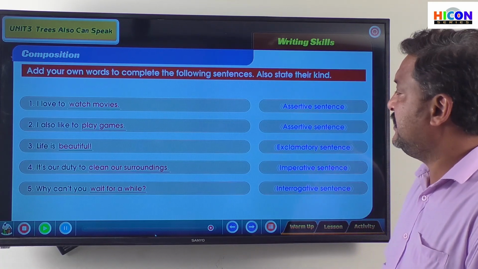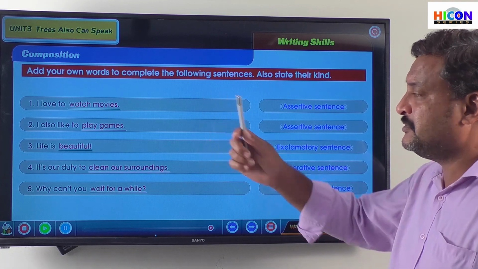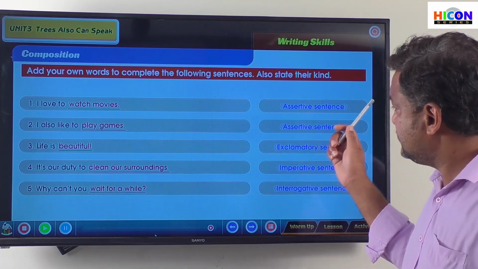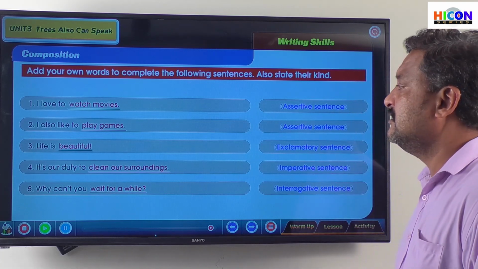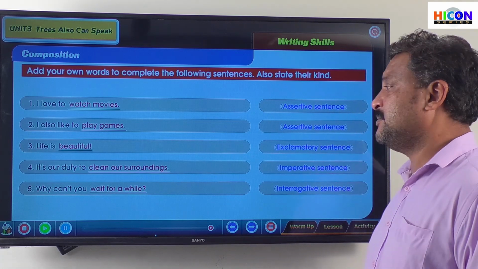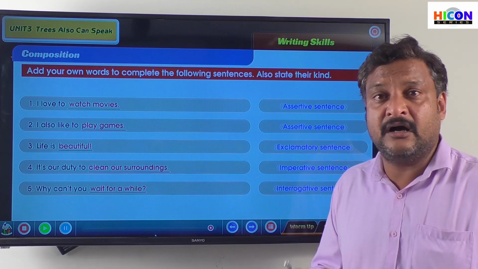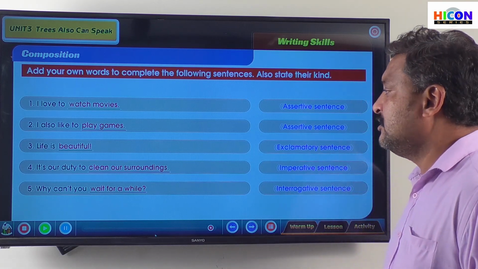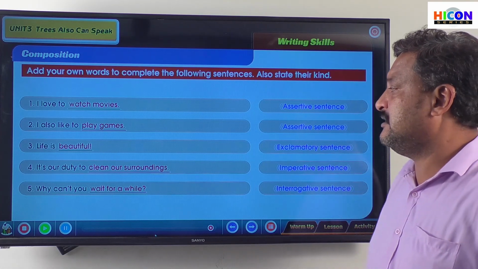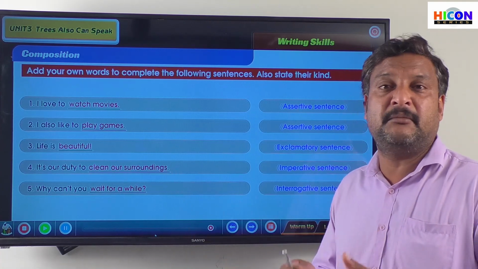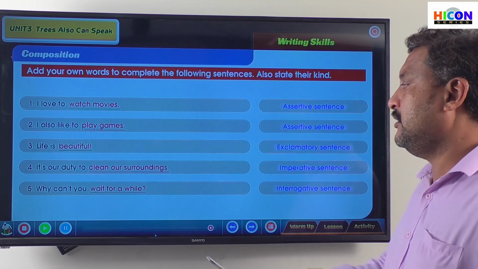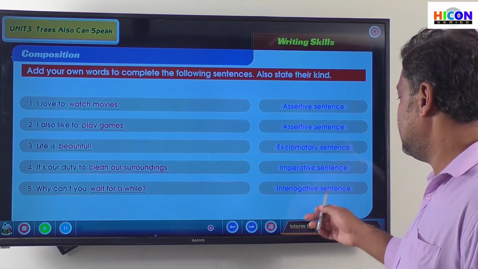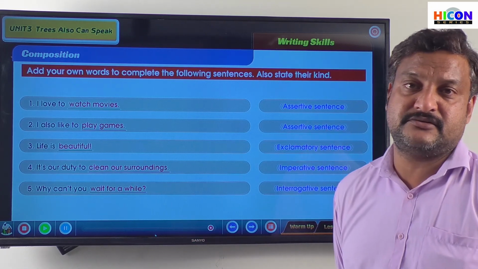So, the first one is an assertive sentence. It's a simple common statement. The second is also an assertive sentence because that also is a common statement. Third is an exclamatory sentence because it's expressing an emotion or a feeling. The fourth one is an imperative sentence because it's about a command or a request or an order. The fifth one, a question, so that is an interrogative sentence.